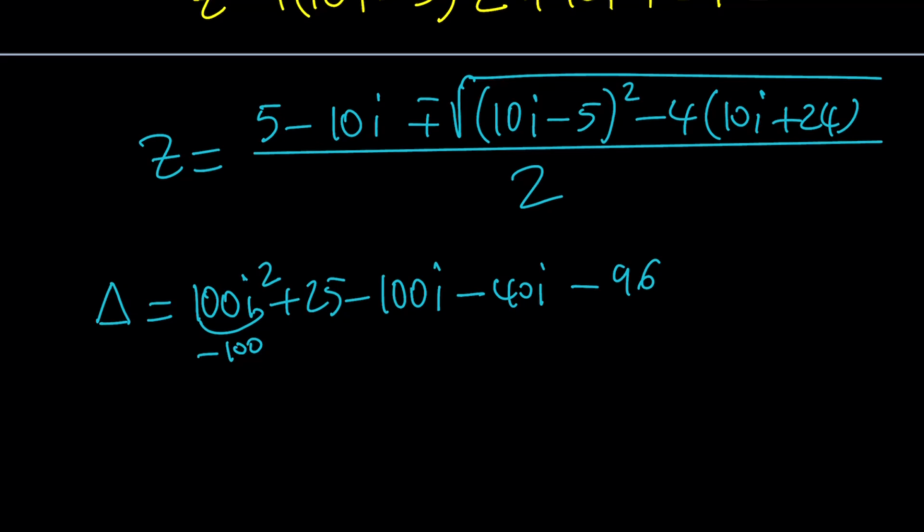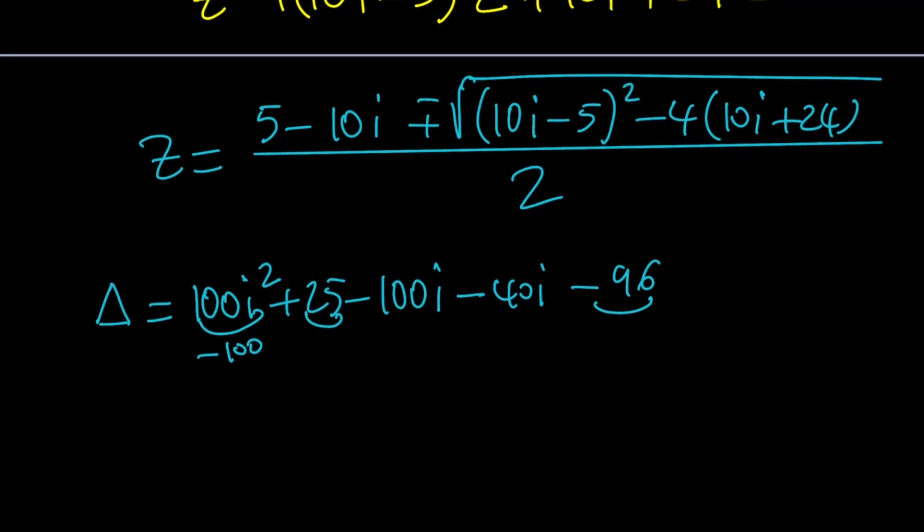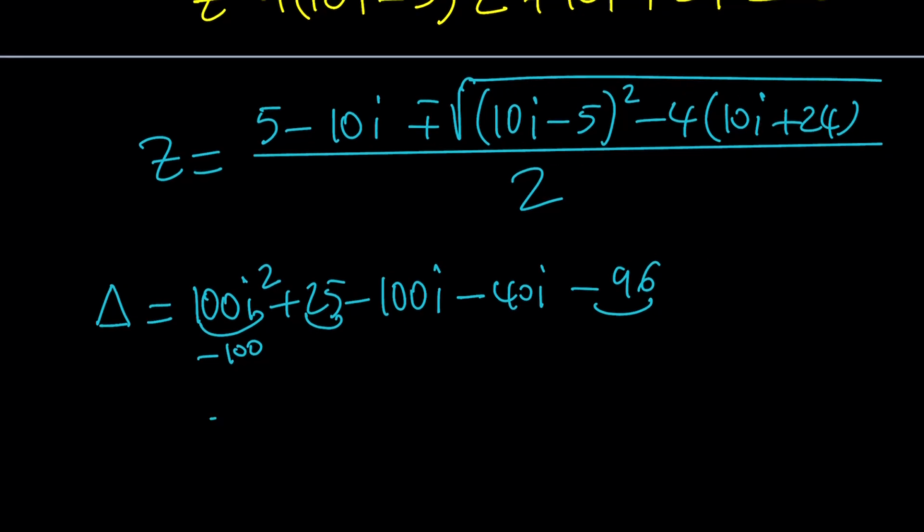And now we have -100 plus 25. Maybe I should do this first. I don't know. -100 plus 25 is -75. And then -75 and -96, we're going to add 96 and 75. That should give us 171, but with the negative sign. So it's going to be -171. And then I have -140i. So here's the challenge.